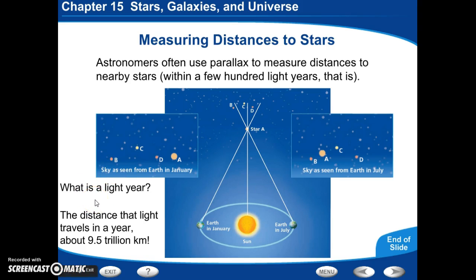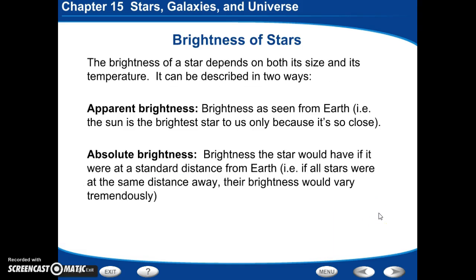And you need to know light years. A light year is the distance that light travels in a year, which is about 9.5 trillion kilometers. We use light years whenever we're measuring outside of our solar system.